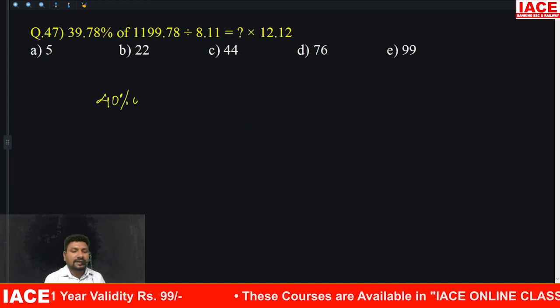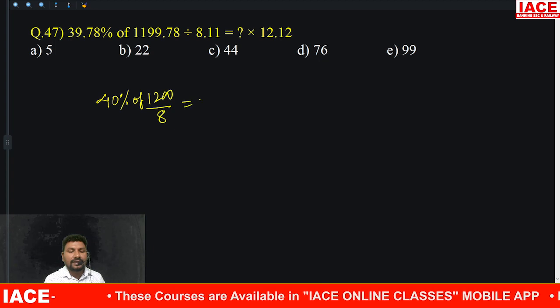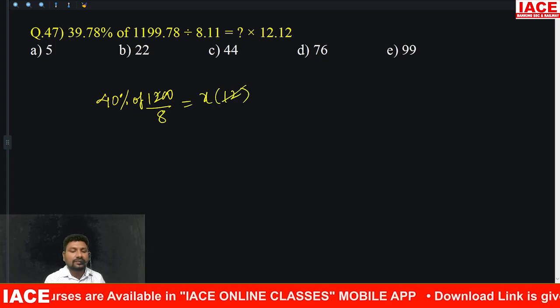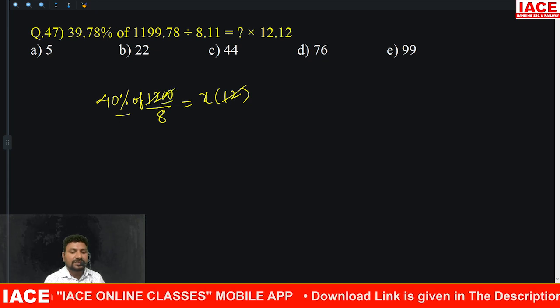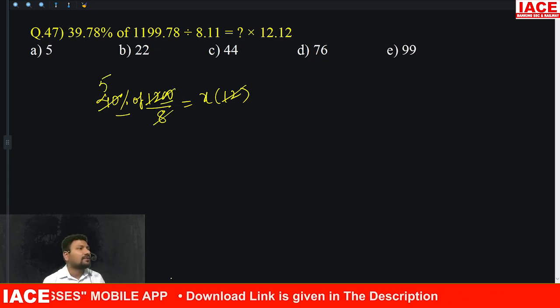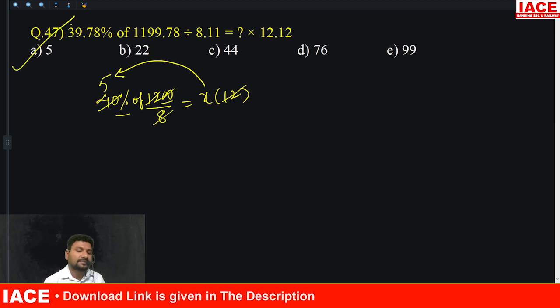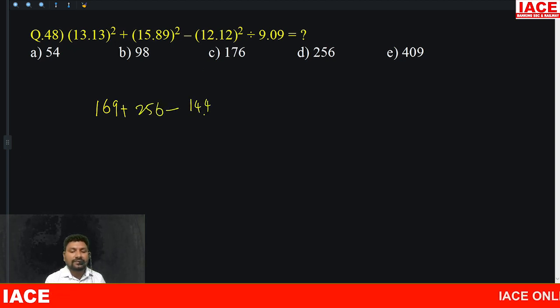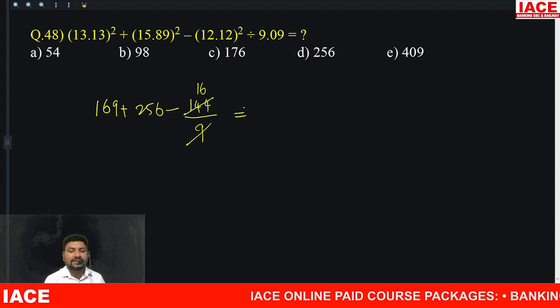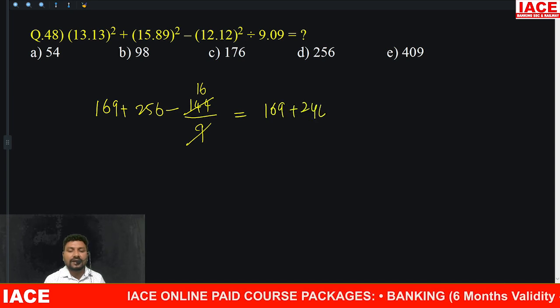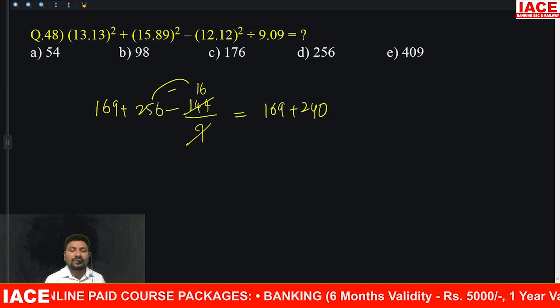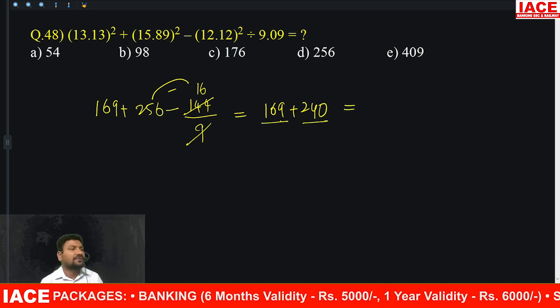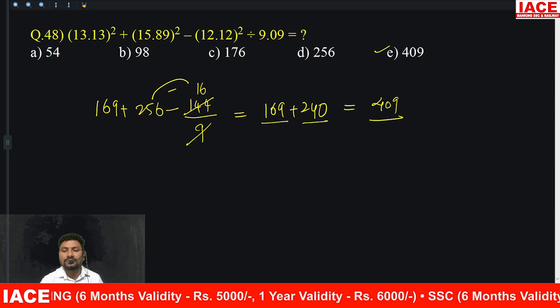40% of 1200 divided by 8 equal to x into 12. 12 and 12 cancel. With 40%, 2 zeros cancel. 8 to 40 how many times? 5 times. Then x equal to 5, option A. 13 square 169. 16 square 256. 12 square 144 by 9. 9 to 144 how many times? 16 times. And 169 plus 240, because in 256 the 16 is removed, you will get 240. 240 plus 160, 400, extra 9. Answer is 409. Option E.